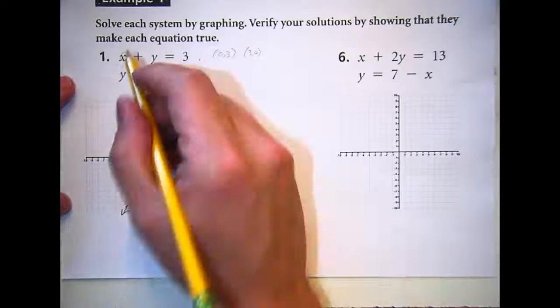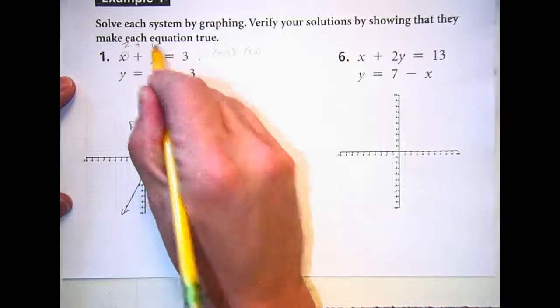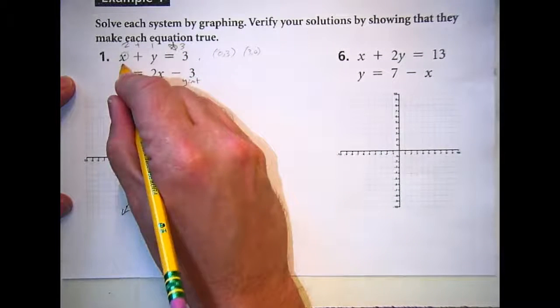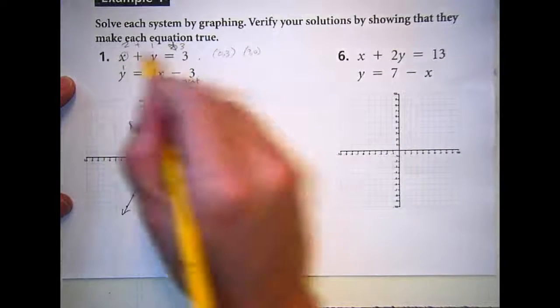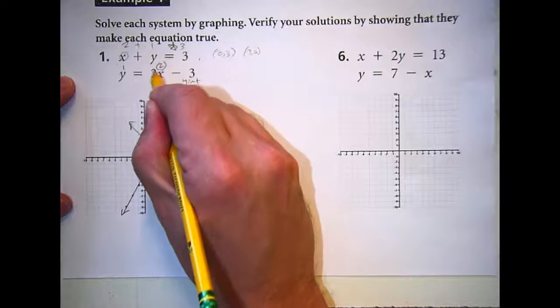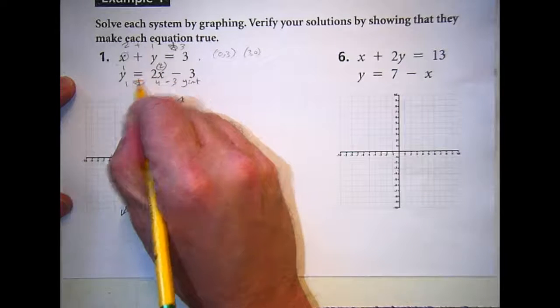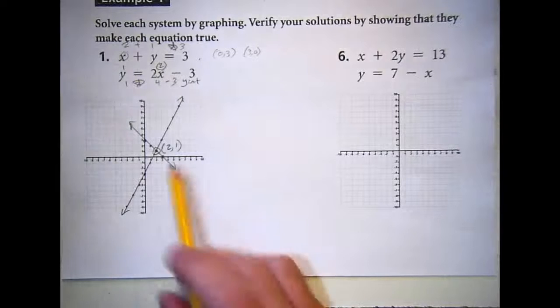We could test it if we put 2 in. 2 plus 1 is 3. So we're good. And we put 1 in for y, 2 in for x. 2 times 2 is 4, minus 3 is 1. We're good. It makes 2 true statements, so we're good to go.